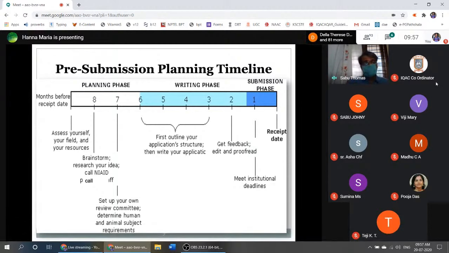This is actually some sort of pre-submission planning timeline. I request everyone to look at this carefully and plan the whole program accordingly. Next slide, please.